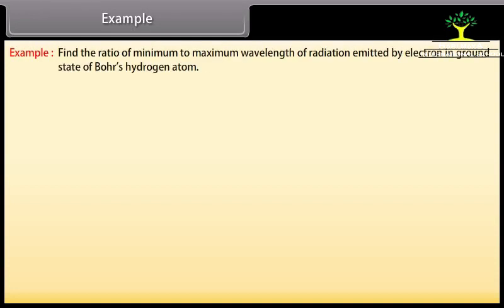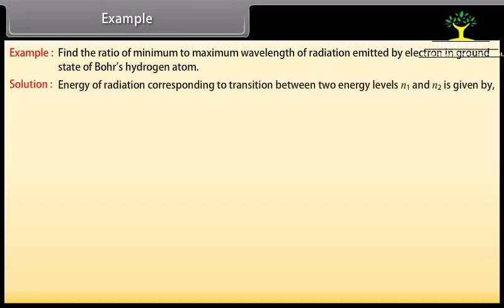Example. Let's take an example of Bohr's model of the hydrogen atom. Let's see the solution. Find the ratio of minimum to maximum wavelength of radiation emitted by electron in ground state of Bohr's hydrogen atom. Energy of radiation corresponding to transition between two energy levels n1 and n2 is given by 13.6 multiplied by 1 upon n1 square minus 1 upon n2 square electronvolt.